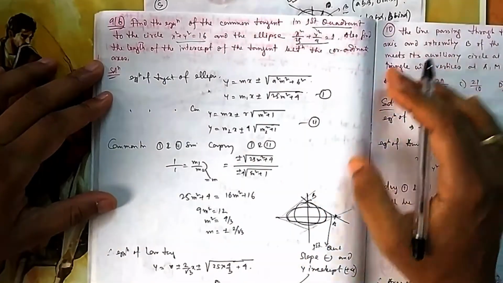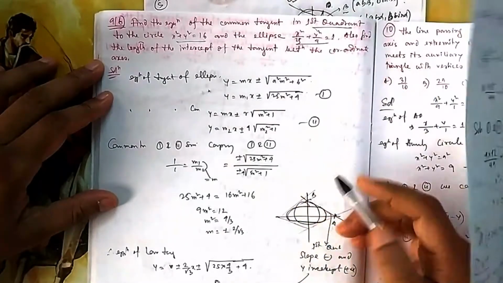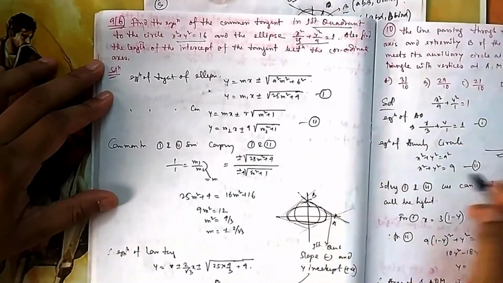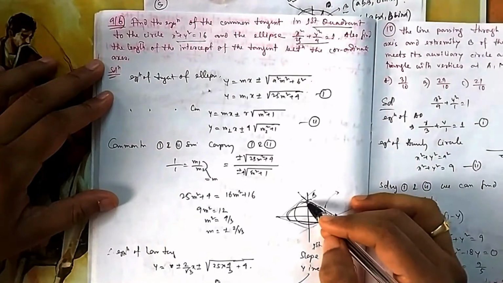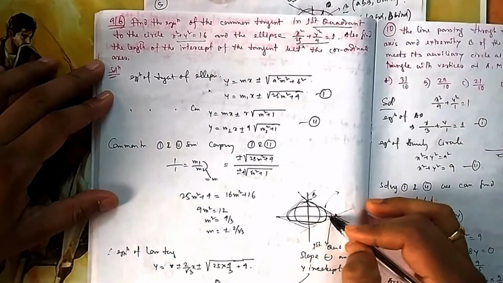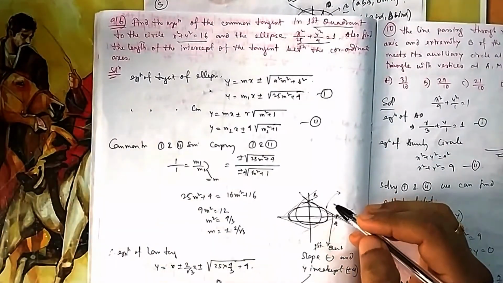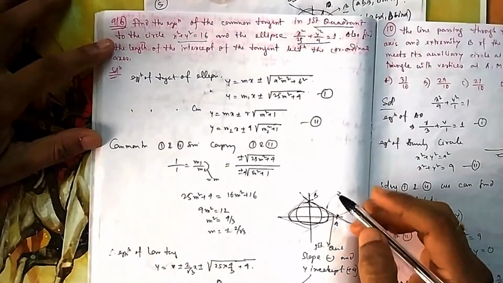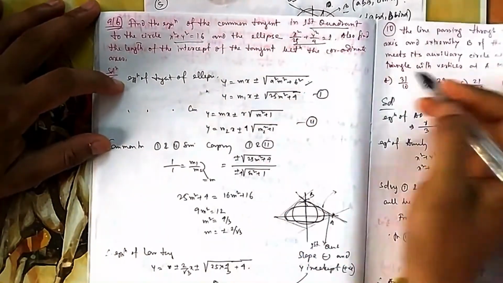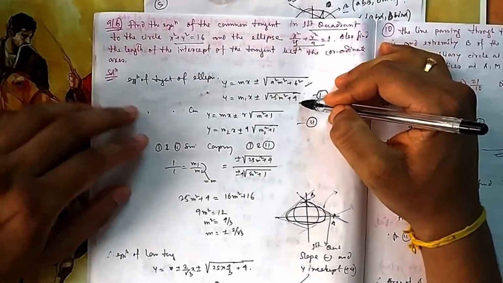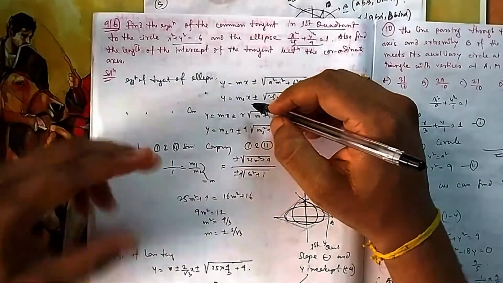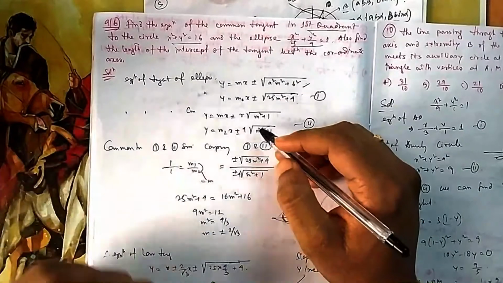So you have to be careful, because they are asking about this tangent. If you see this tangent, what is its characteristic? The slope is negative, and the x-intercept and y-intercept should both be positive. So you have to go that way. What is the equation of the tangent to the ellipse? We know it is this one. You can take m directly also, because both should be the same line, as it is a common tangent.